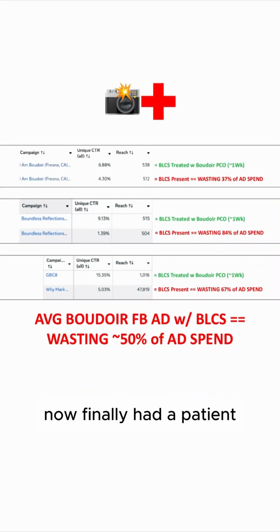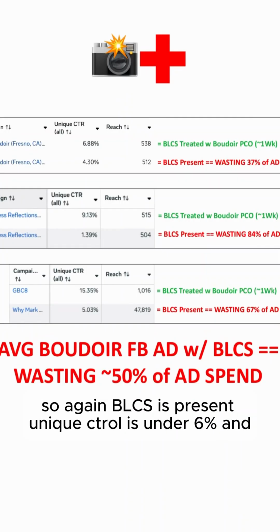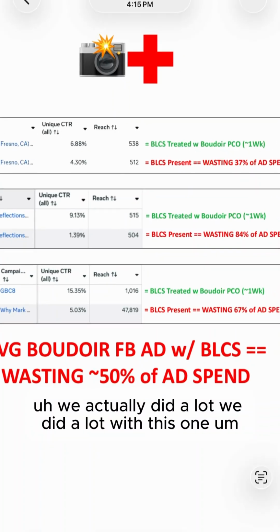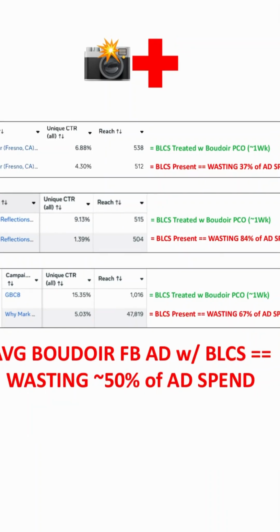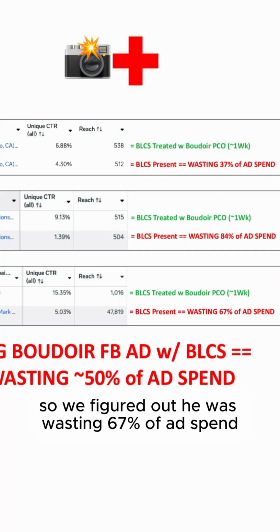Now, finally, I had a patient whose Boudoir Facebook ad had a unique CTR all of 5.03%. So again, BLCS is present. Unique CTR all is under 6%. We actually did a lot with this one. But we treated it with Boudoir Pico. It took about a week. We got the unique CTR all up to 15.35%. So we figured out he was wasting 67% of ad spend.